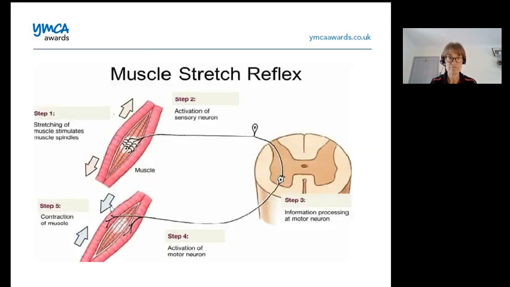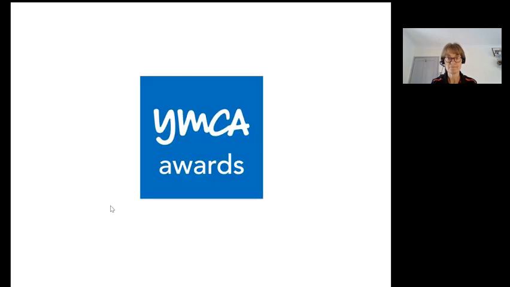Again, I've just put another image in here to show that muscle stretch reflex. So in step one, you get the stretching of the muscle, which stimulates the muscle spindle, activating the sensory neuron going back to the spinal cord. You get the processing happening there. Step four is the activation of your motor neuron that sends information, causing that contraction of a muscle. And that's it for our muscle contraction.